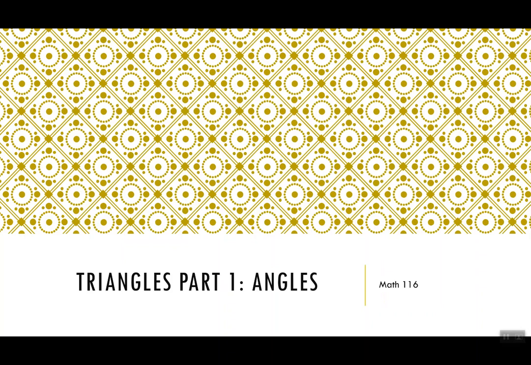So the triangle section is really long, so I've broken it into multiple sections just to make it easier and make the video shorter. So this is just part one. Part one is about angles. There'll be another part about perimeter and area, similarity, Pythagorean theorem. So everything is not in this one. Make sure you check out the other videos if you want to see it all.